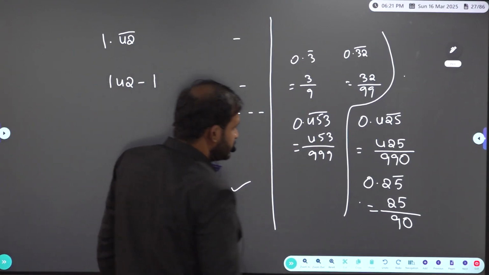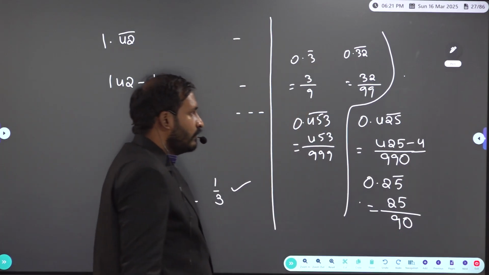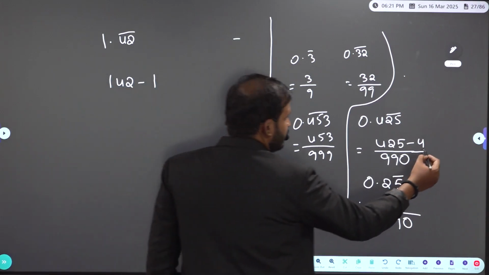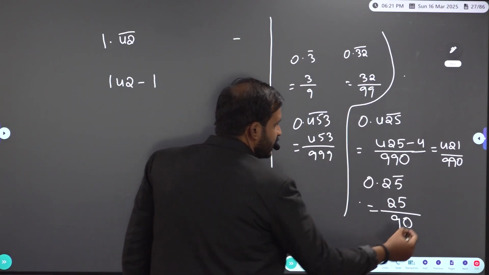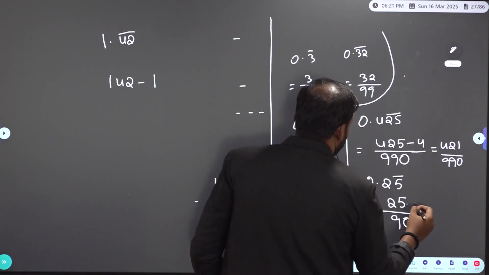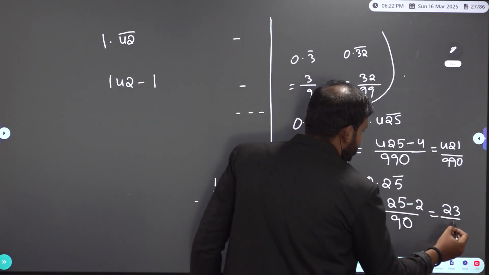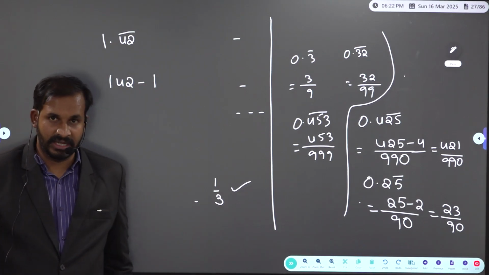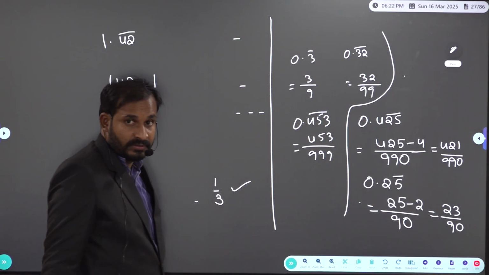Please observe here. 425 minus 4. If there is any non-repeating part, please subtract it. So this value becomes 421 by 990. Similarly, what happens to this value? 25 minus 2, that means this value becomes 23 by 90. Like this, you need to solve the things here. Please be careful.